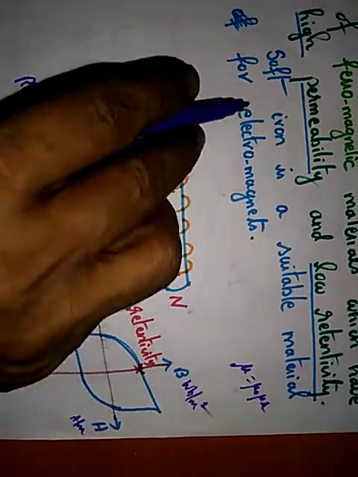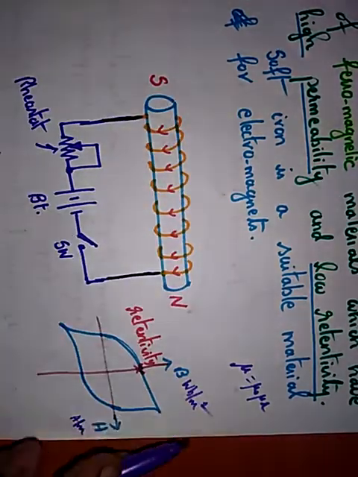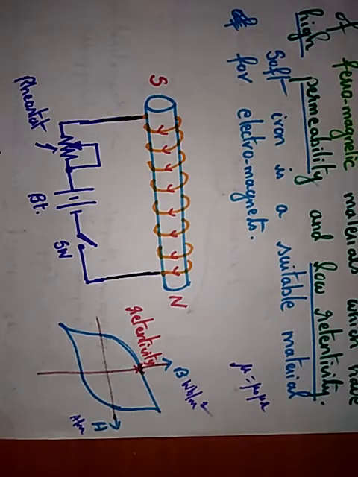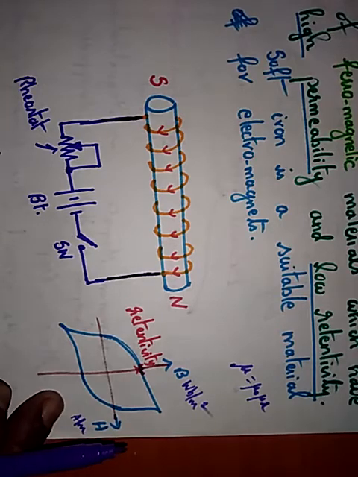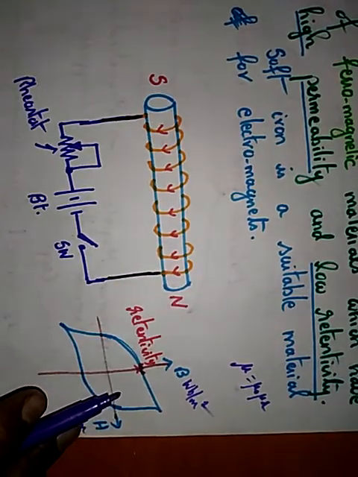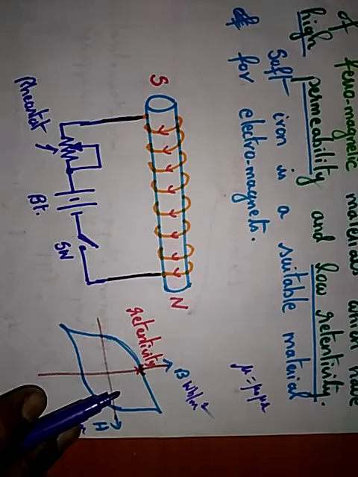Generally, soft iron is a suitable material for electromagnets. We have two types of materials: soft iron core and hard iron core. Generally we go for soft iron core for making electromagnets.